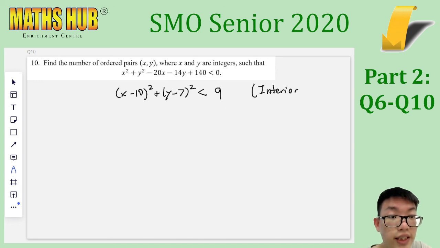So whenever we see the equation of a circle, that's the circumference of the circle that we are really referring to. But when we have the less than, it means that the interior of the circle is what we're looking at. So it's the interior of a circle with the center (10, 7) and radius 3.